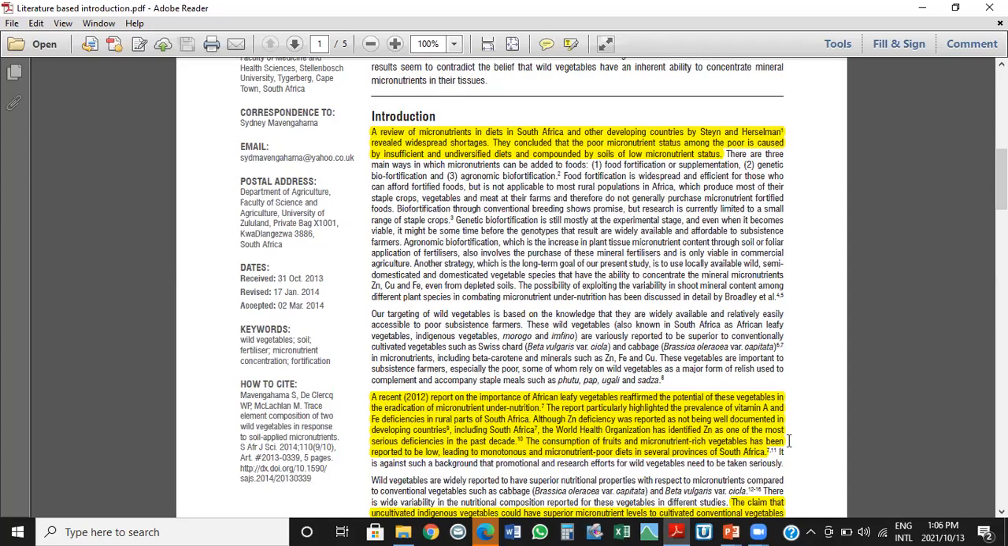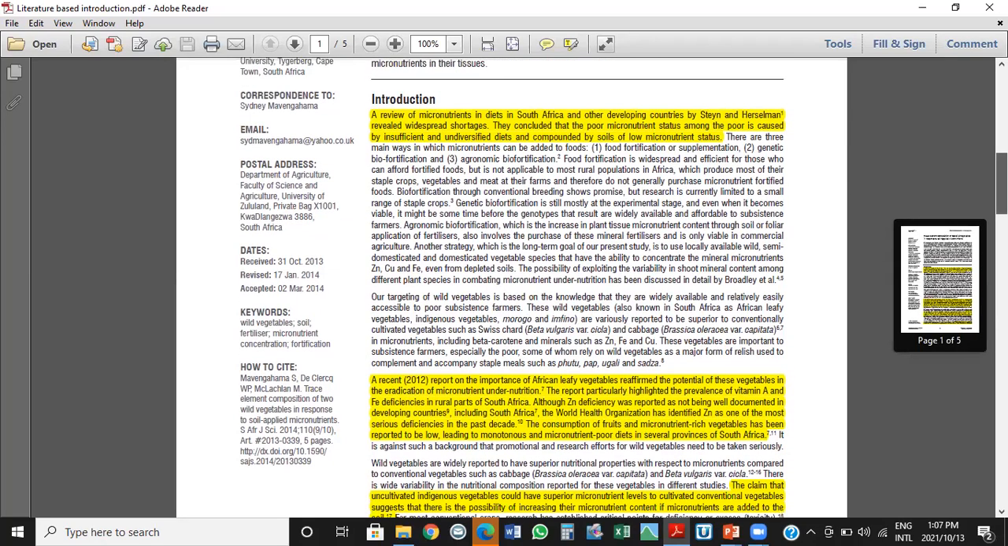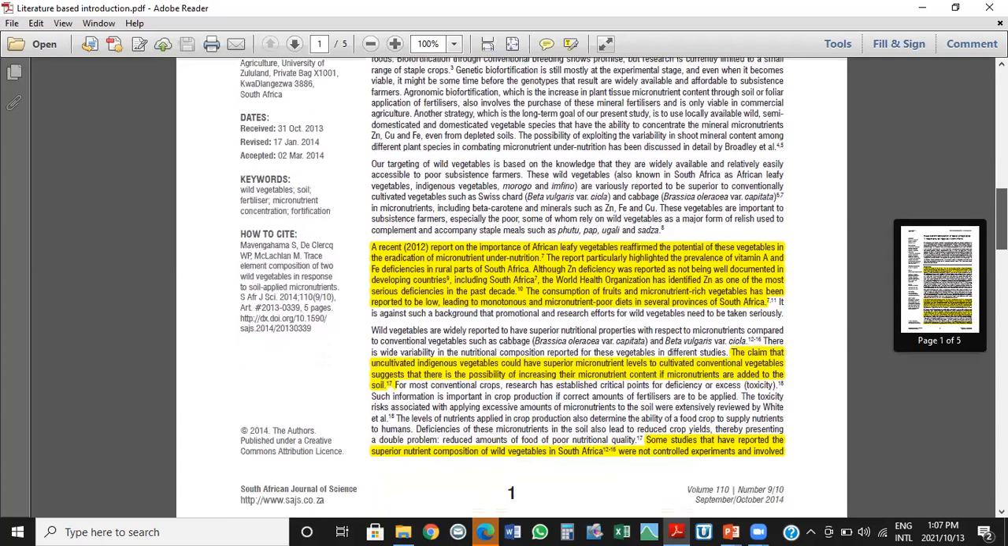There is the section of literature review. And when they have read the literature review, they start saying it is against such a background that promotional and research effort for wild vegetables need to be taken seriously. And that is where they are stating the research gap. They are saying why this research is important, and they go on to motivate that.